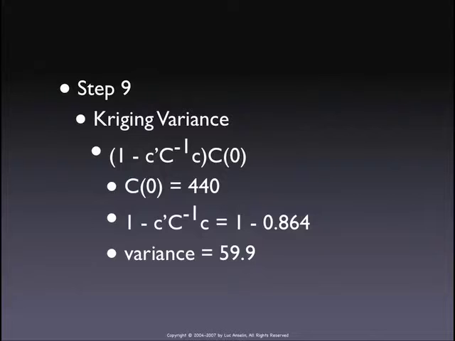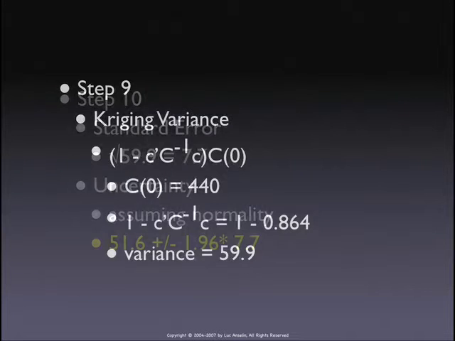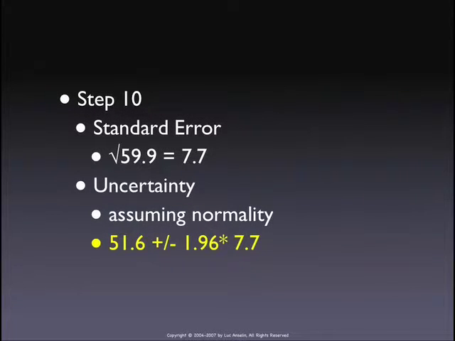So this is what we get. And then the square root of that is the standard error. And now we're doing predictions. So not point predictions, we want a wedge. And we can say, assuming normality, 95% of our predicted house prices will be between 51.6 plus or minus 1.96, that's from the normal distribution, times this standard error. And this gives us a range of the prediction.